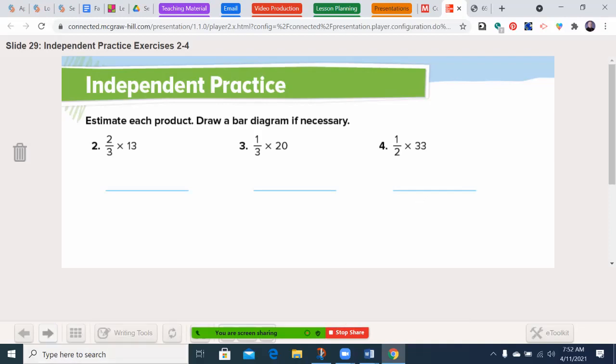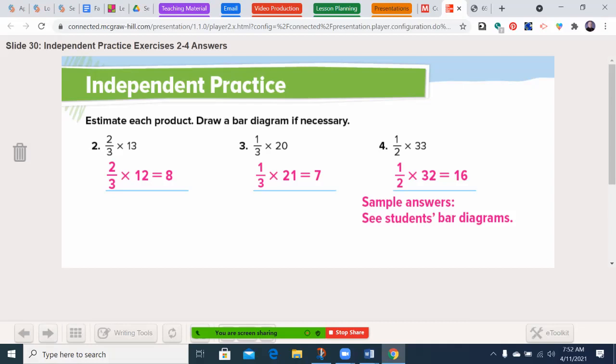Welcome back. Let's see what we got here. 2/3 times 13. I needed to turn 13 into a compatible number that 3 would go into. If you think of 3, it's 3, 6, 9, 12, 15. 13 is closer to 12 than 15. So I have 12. 12 divided by 3 is 4, times 2 is 8.